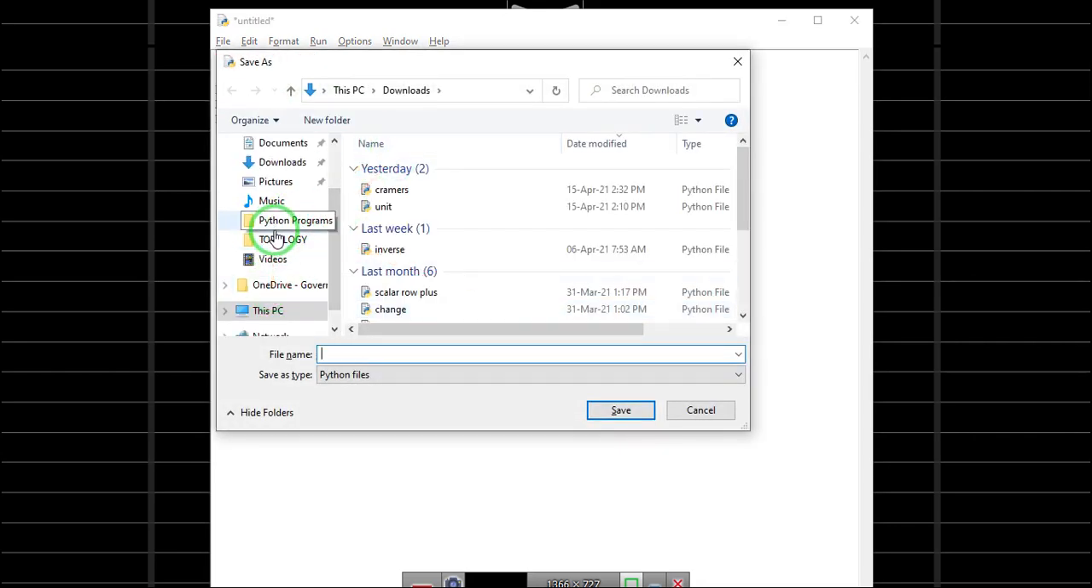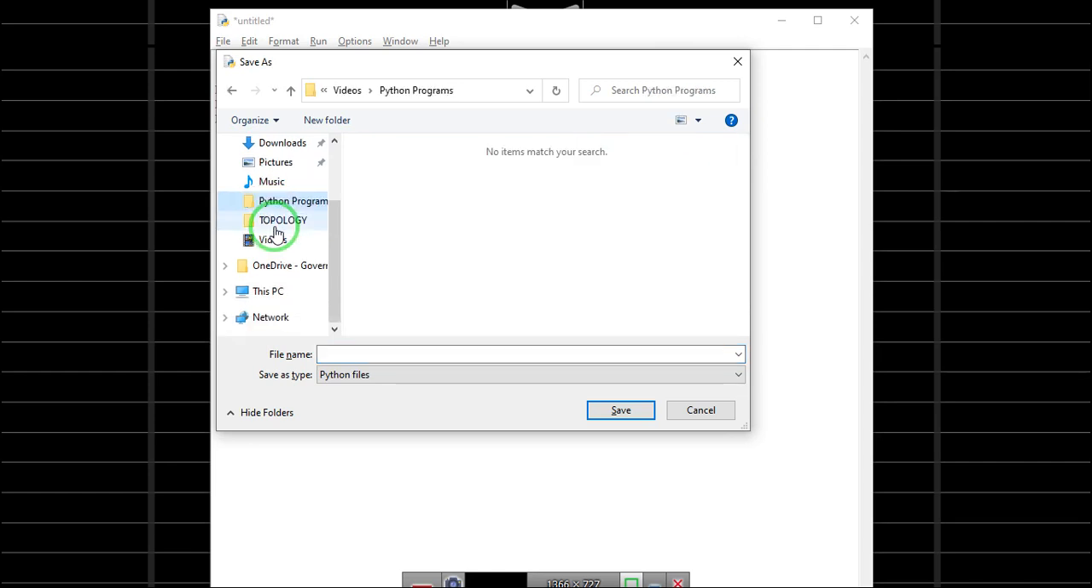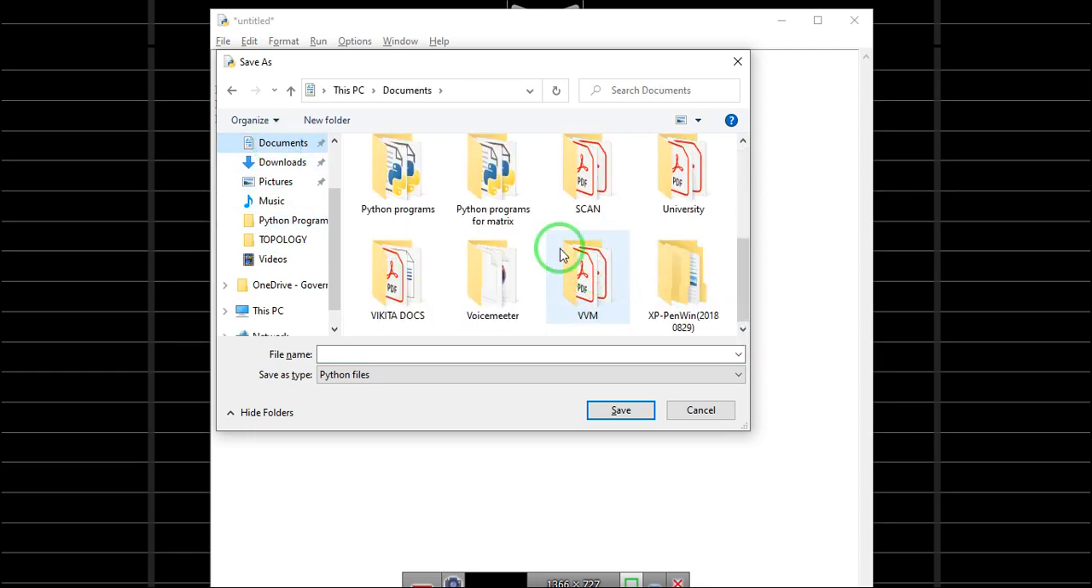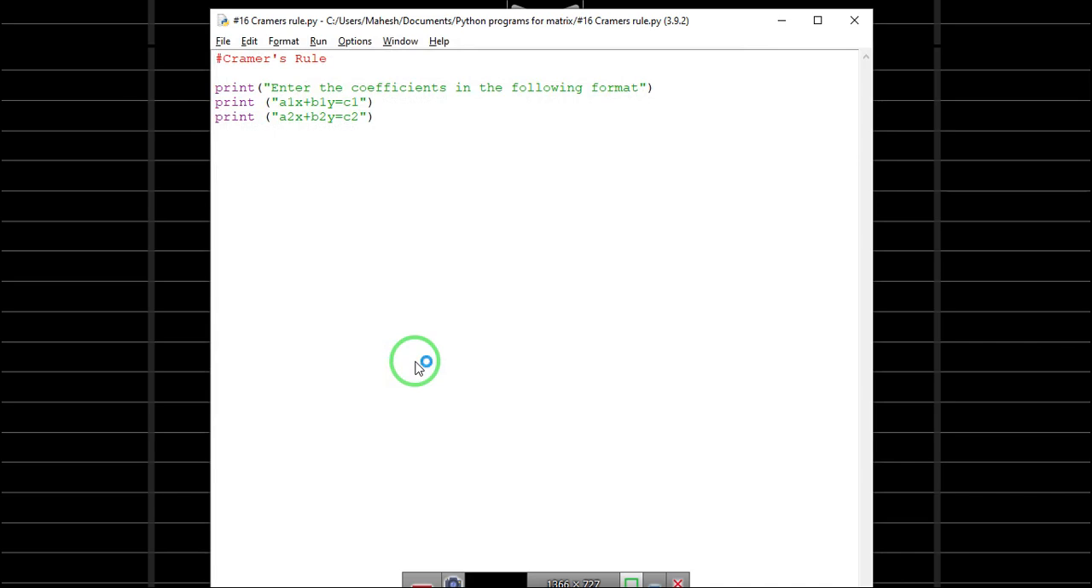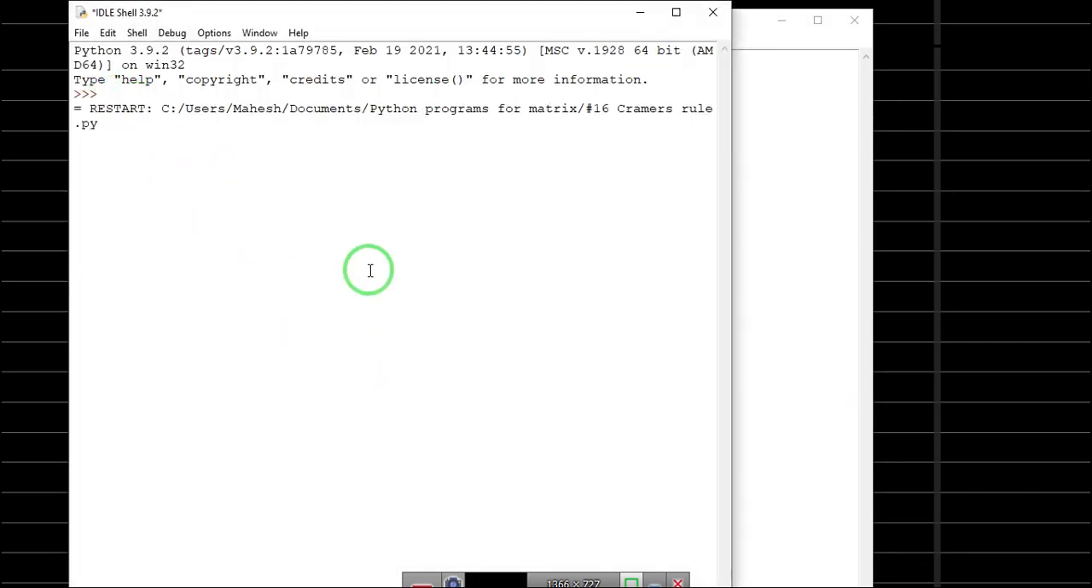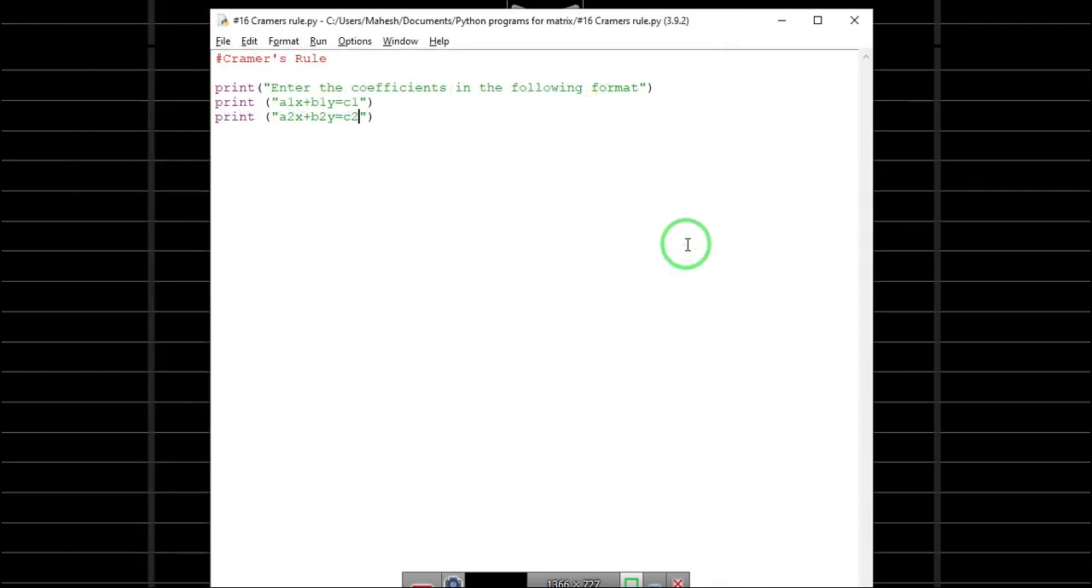First, let us save this in Python programs, in documents, and then Python programs. Cramers. So: enter the coefficients in the following format: a1x plus b1y is equal to c1, a2x plus b2y is equal to c2. Apart from this, we have not given anything. We just told the program to print these values.